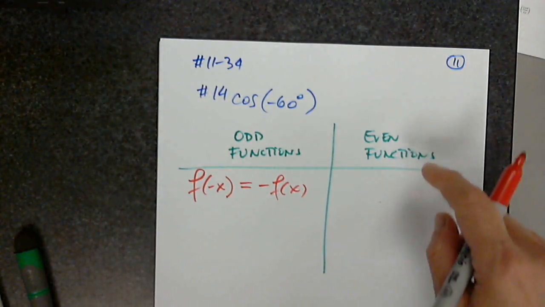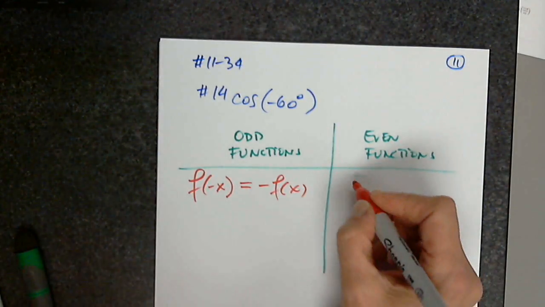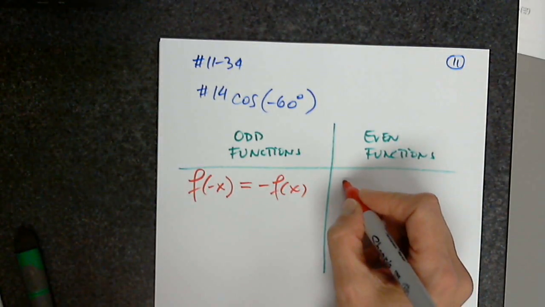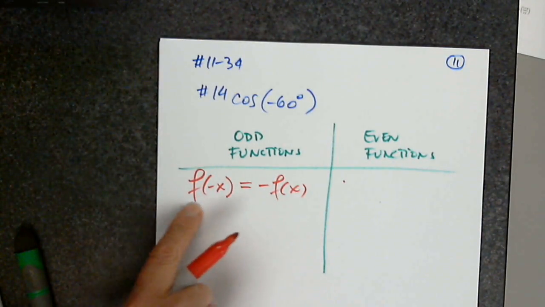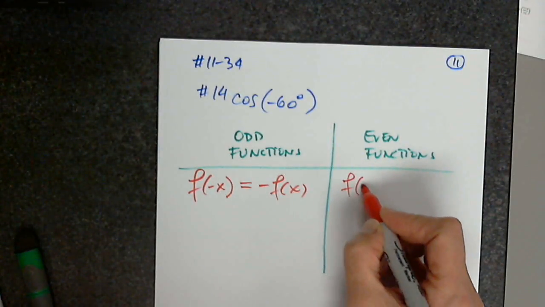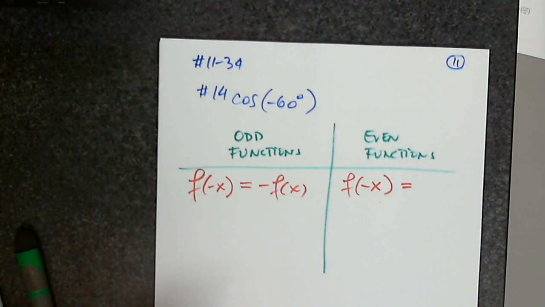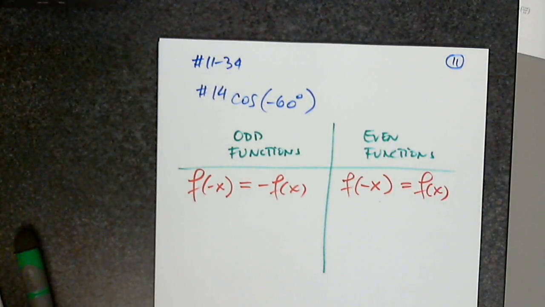This is very important. For an even function, it has to be the same thing. I have to start with the same thing, always. F of negative x. Exactly. Good. These trig functions are all symmetric, all of them.